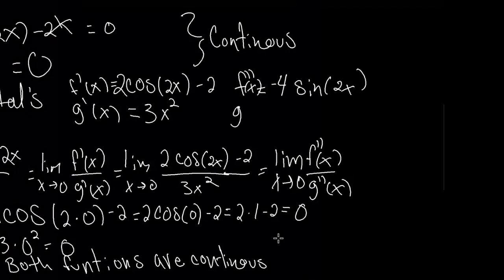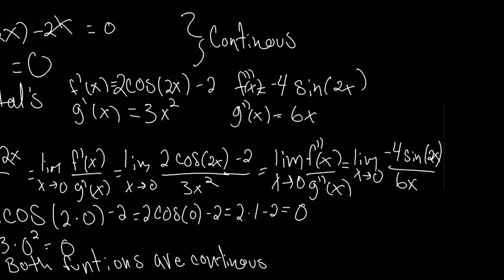And we'll do the same thing for g. Find g double prime of x. And we know that when we apply the power rule, this is going to be 6x. Bring down the exponent, multiply it by the coefficient, and then subtract 1 from the exponent.